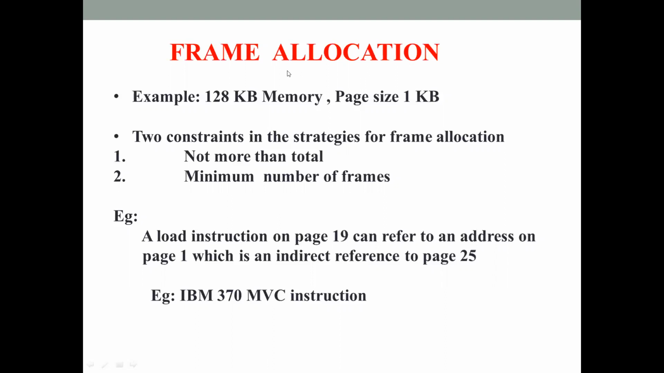For an example, consider the simple case of a single user system in which you have 128 KB of memory, and the page size is 1 KB. Then the system will be left with 128 frames. Let's assume that the operating system takes 35 KB. Then 128 minus 35, you are left with 93 free frames.